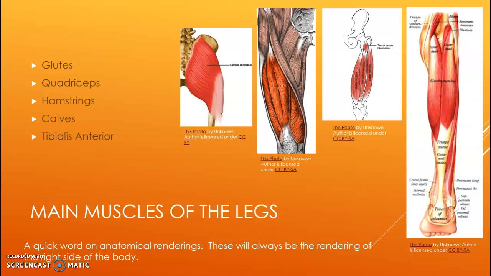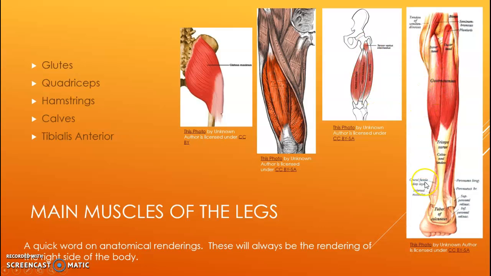Now, just so you know, going forward for the rest of your educational process, usually when you see renderings of the human body, it's of the right side of the body, and that helps you get a better and quicker visual as to where a muscle is and orient it on the body. If this is the right side of the body, you know this is the anterior side. Right side of the body, you know this is the back side of the body.